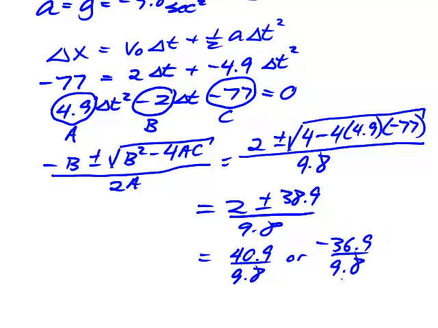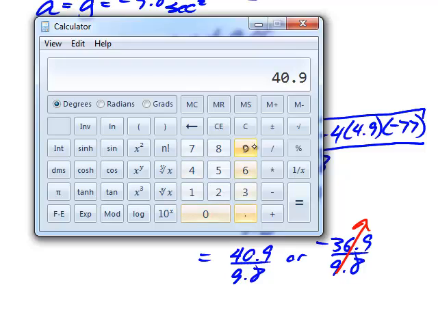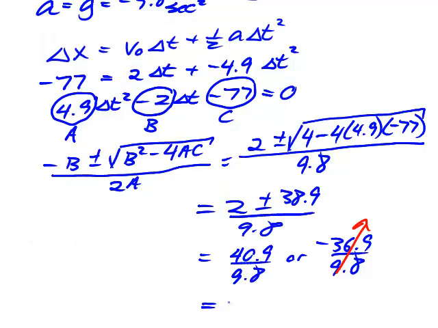Now, the negative time here doesn't make a whole lot of sense because that is in the past. We're looking for the time after we throw the rock. So we're simply going to cross that out and not consider that. So now we take our 40.9 divided by 9.8 equals 4.17. Now we had two significant figures at the beginning, so I'm going to call that 4.2 seconds. The rock hits the water 4.2 seconds after we threw it.